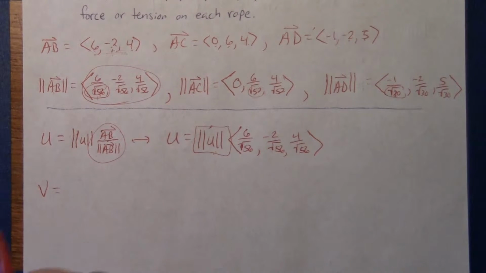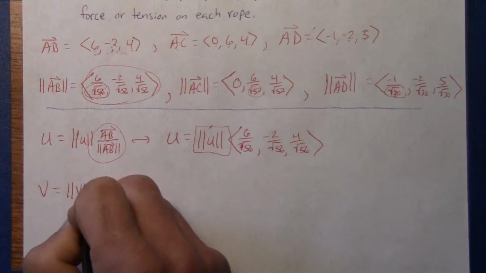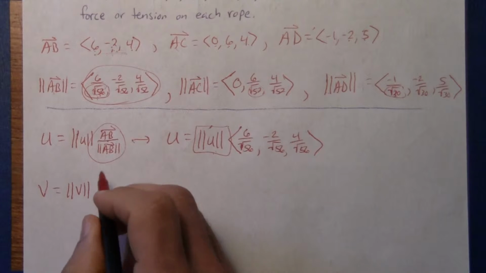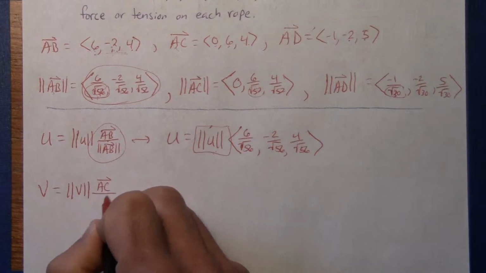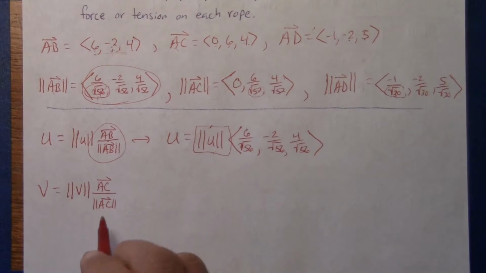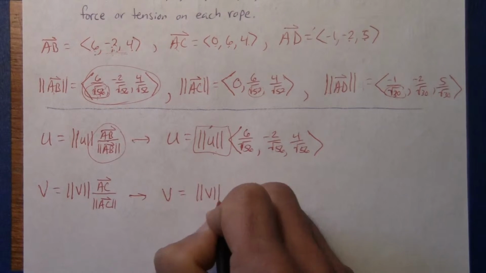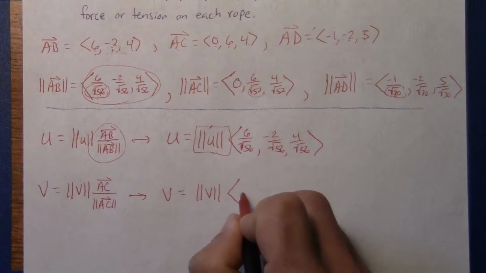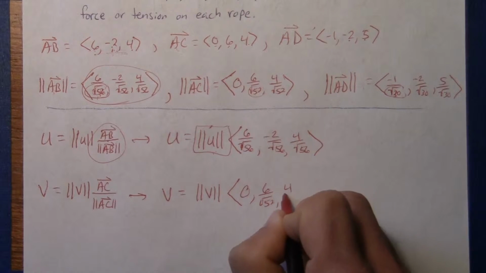Alright, vector V, I'm going to do the same thing now, with AC. This would be the magnitude of the force of V, which is what I'm looking for, times the direction of vector AC divided by its magnitude. In other words, the unit vector. So my vector V is going to be the force of that rope times this unit vector, which is 0, 6 over square root of 52, and 4 over the square root of 52.